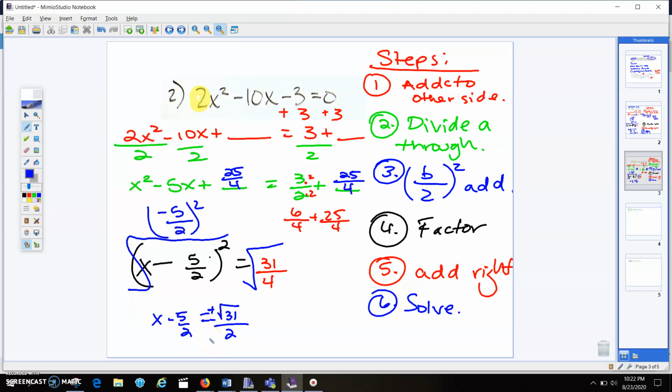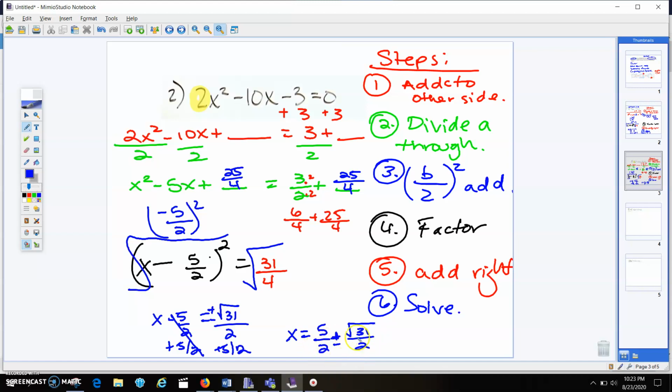Okay, and if we want to move all of our numbers to one side and then leave our x on the other, we're going to add that 5 halves to the other side. So our final answer should look like this. X equals 5 halves plus or minus square root of 31 over 2. So sometimes your answer might be written like this. However, there's an easier way to write this out.